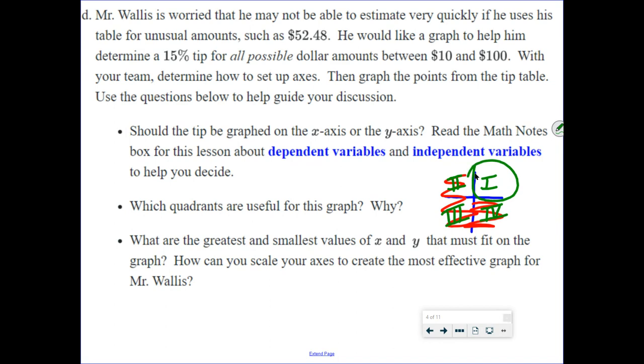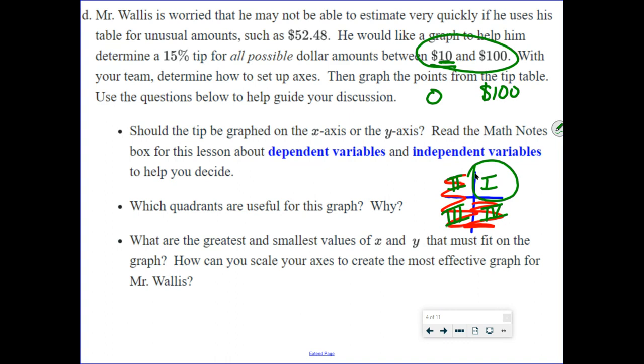Then, what are the greatest and smallest values of x? That must fit on the graph. Oh, well, look at what he said. Between 10 and 100. Now, when I do that, I do go from 0 to 100. Okay, because I always want to start out at 0, not 10. So my graph is going to go from 0 to 100.